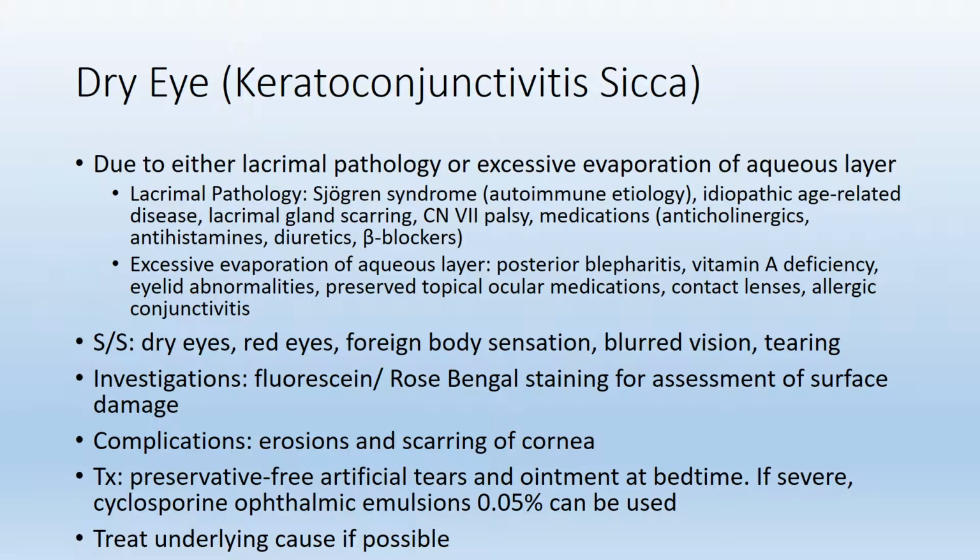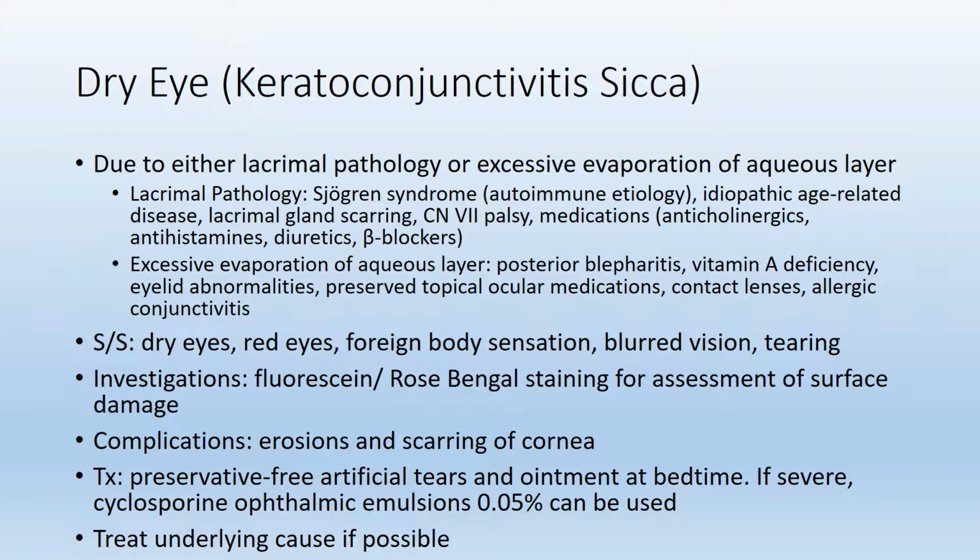If the dry eye is the result of excessive evaporation of the aqueous layer, that can be due to things like posterior blepharitis, a vitamin A deficiency, eyelid abnormalities, preserved topical ocular medications, contact lens use, and allergic conjunctivitis. Signs and symptoms include things like dry, red eyes, having a foreign body sensation, blurred vision, and tearing. If you're concerned that complications such as erosion or scarring of the cornea has occurred, then you can consider fluorescein or rose bengal staining to assess for surface damage.